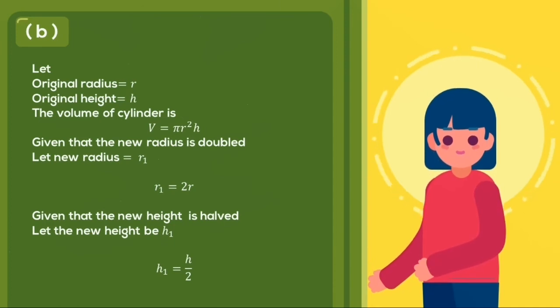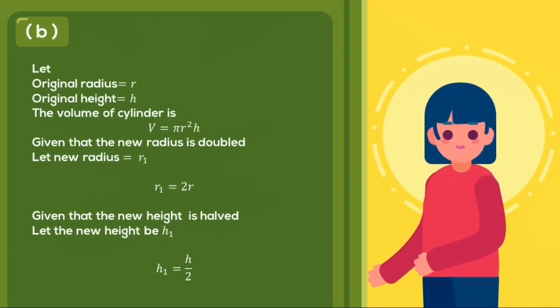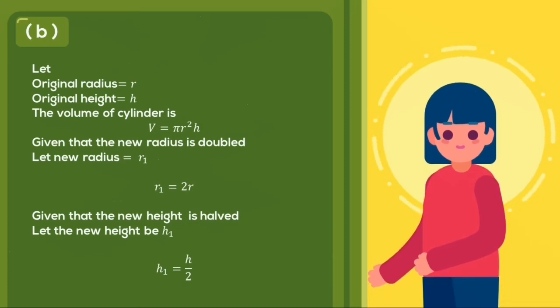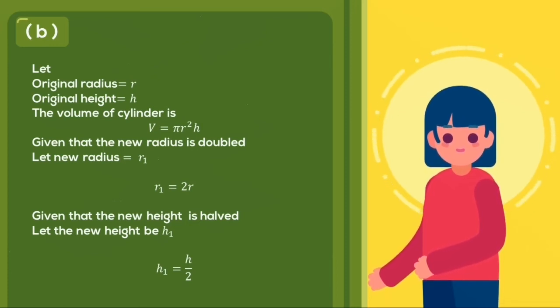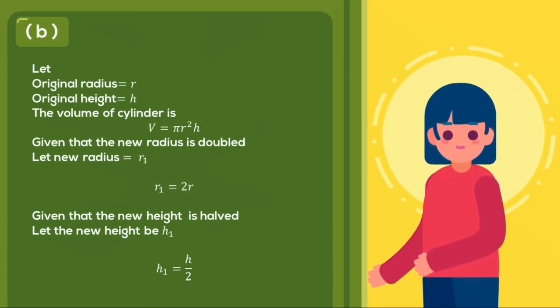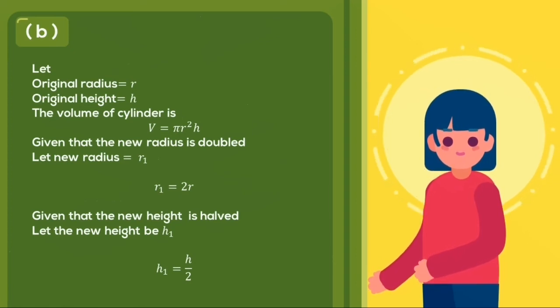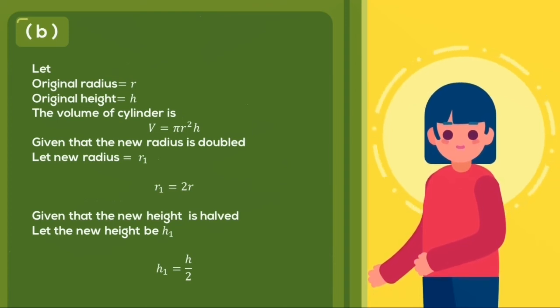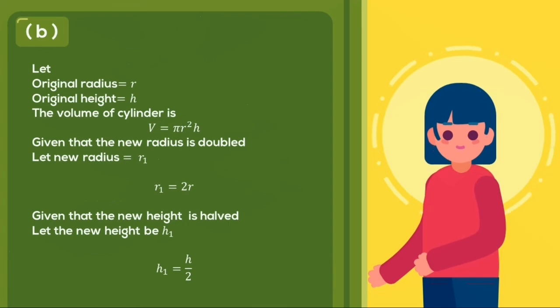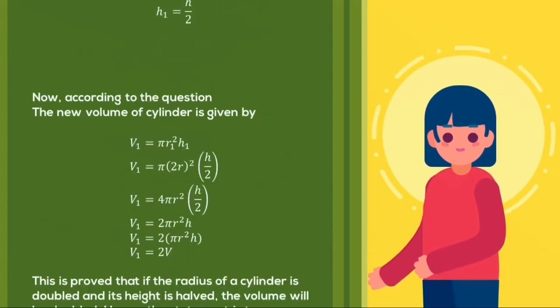Now, let's solve for the problem B. The problem B is if the radius of a cylinder is doubled and its height is halved, the volume will be doubled. Is it true or false? First, let the original radius be r and the original height be h. So the volume of the cylinder is V is equal to pi r squared times h. And given that the new radius is doubled, let the new radius be r1, so r1 is equal to 2r. And by the question, given that the new height is halved, and let the new height be h1, so h1 is equal to h over 2.